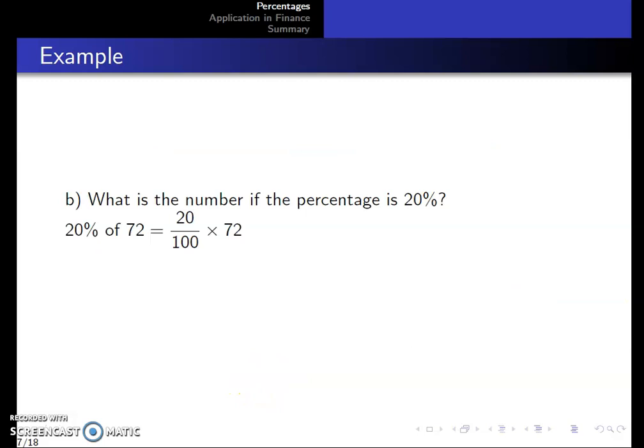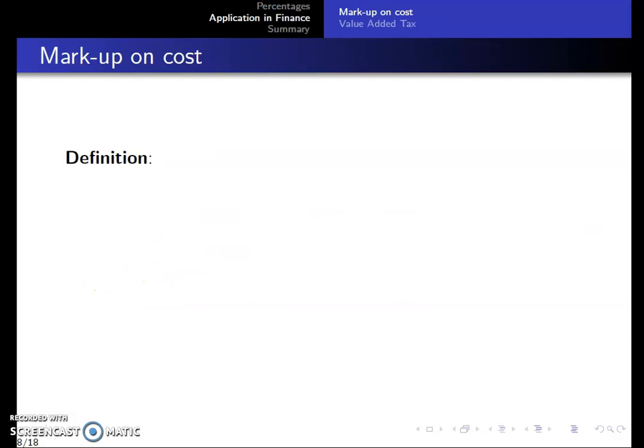Second question. What is the number if the percentage is 20%? Now remember, 20% of 72 is the same as 20 divided by 100. Of is multiplied by 72. So for 20 divided by 100 times 72, which then, using a calculator, we have 14,4. If you round it off completely, it will give you 14, or you can leave it like this. The choice is up to you.